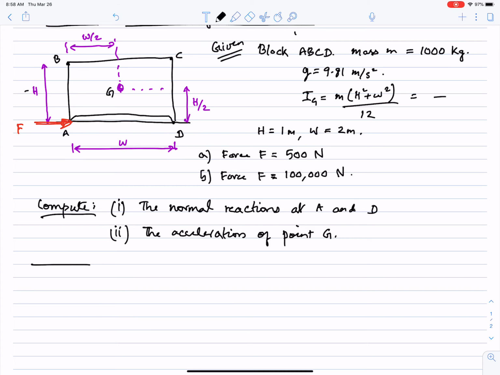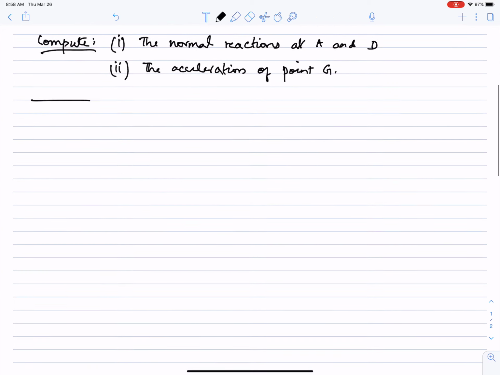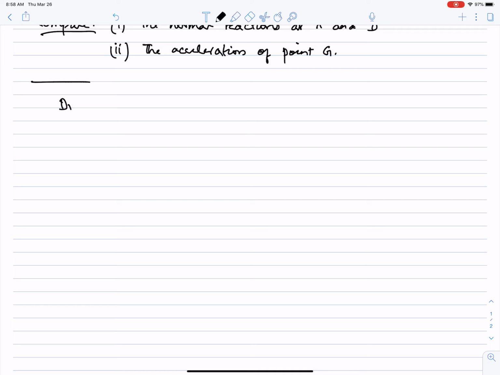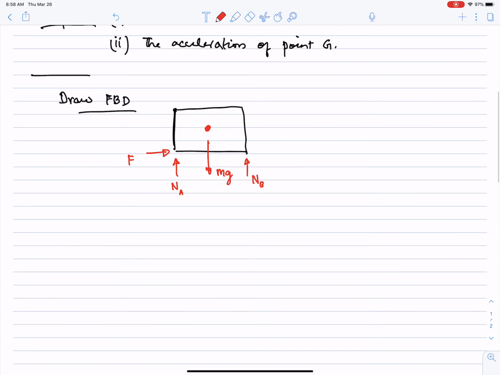Now, what's the first step? The first step is always draw a free body diagram. So let me just draw it like a block. So we had force F like that, and we had the point G. So we have mg acting downward like that, and then we have N_A and N_D like so. Those are the forces.